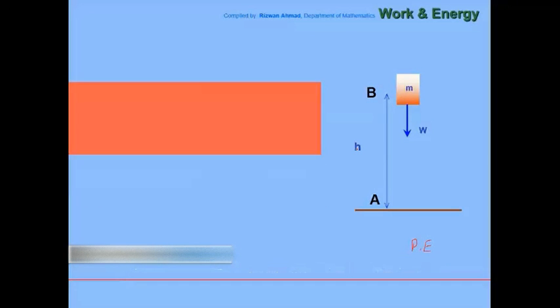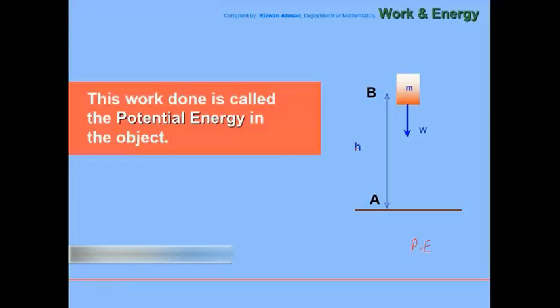Okay. So this work done is called the potential energy in the object. So when it is at the point B, it has the potential energy, and that is equal to W times h, or you can say mgh. That's why if you release this object from here, it will fall down and it will hit the ground because it has potential energy. So that energy will do some work from point B to A.